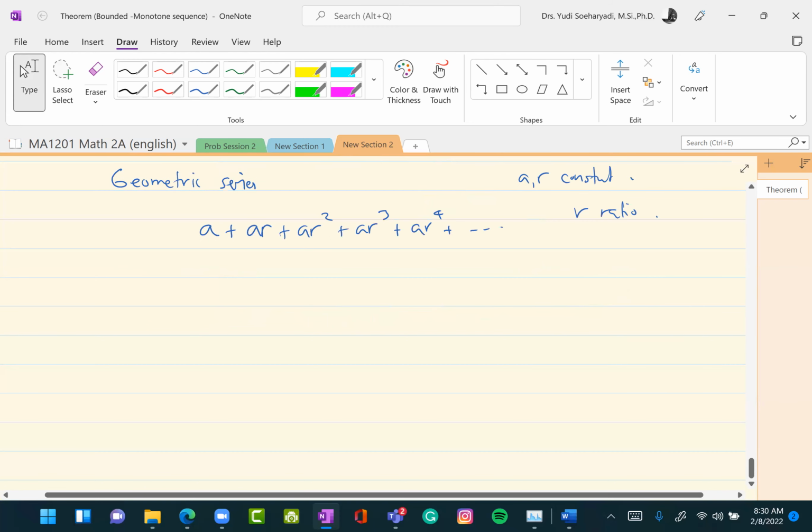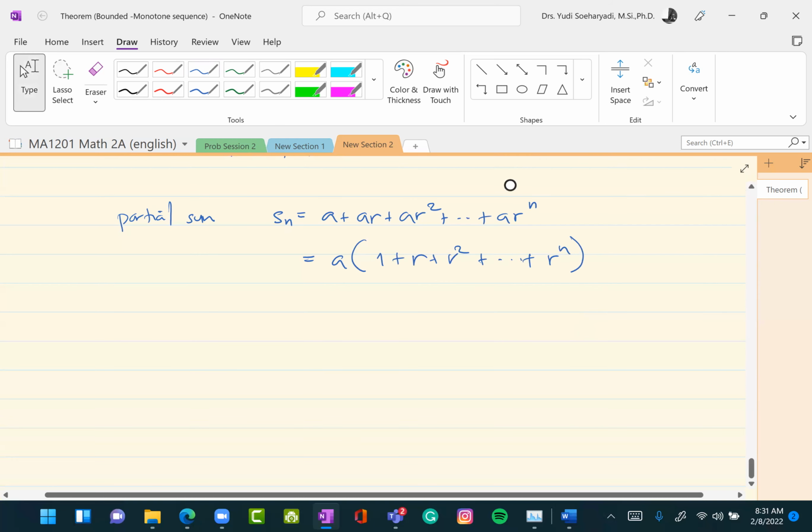Okay. So in this case, this is our model, the partial sum: A plus AR plus AR squared until AR to the N. So you can take the A out, and you get back to this partial sum of R. And you know that this has the formula (1 minus R to the N plus 1) over (1 minus R).